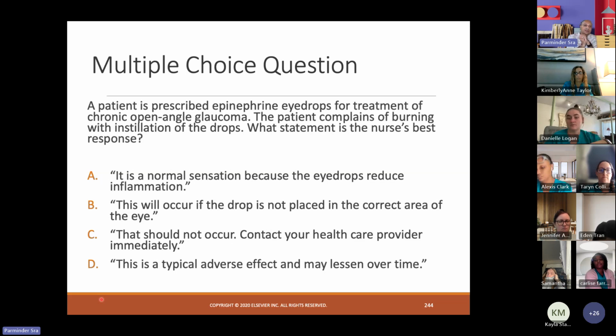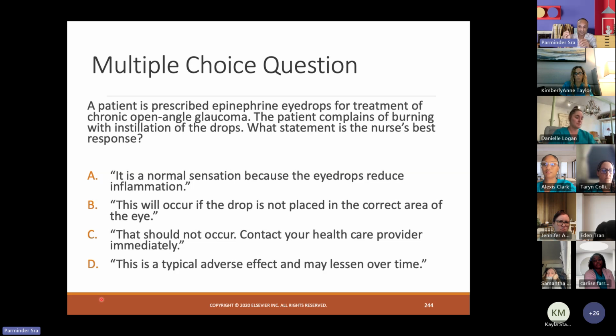Okay, looks like everybody is going with A. So let's talk about it. Patient prescribed epinephrine eye drops for treatment of chronic open-angle glaucoma. The patient complains of burning with instillation of the drops. What is the nurse's best response? Based on your selection, it is a normal sensation because the eye drops reduce inflammation.